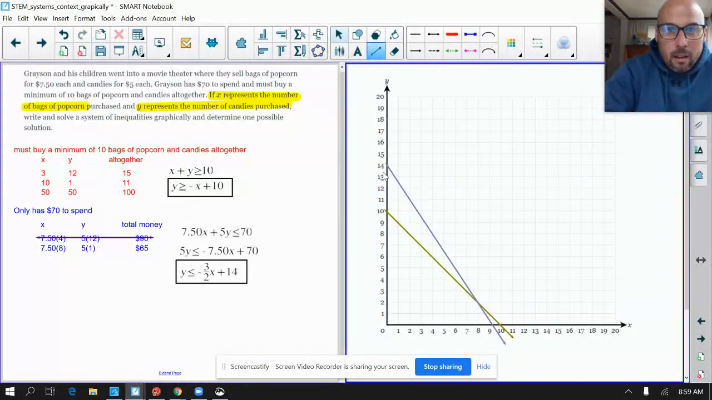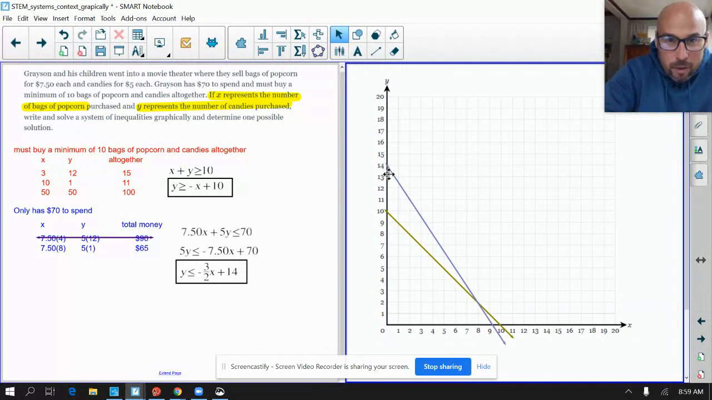That lilac colored one is the money situation. If you have an ordered pair exactly on that line, he has spent exactly $70. Anything above that line, he's spent more than $70. Anything under the line, he's spent less than $70.